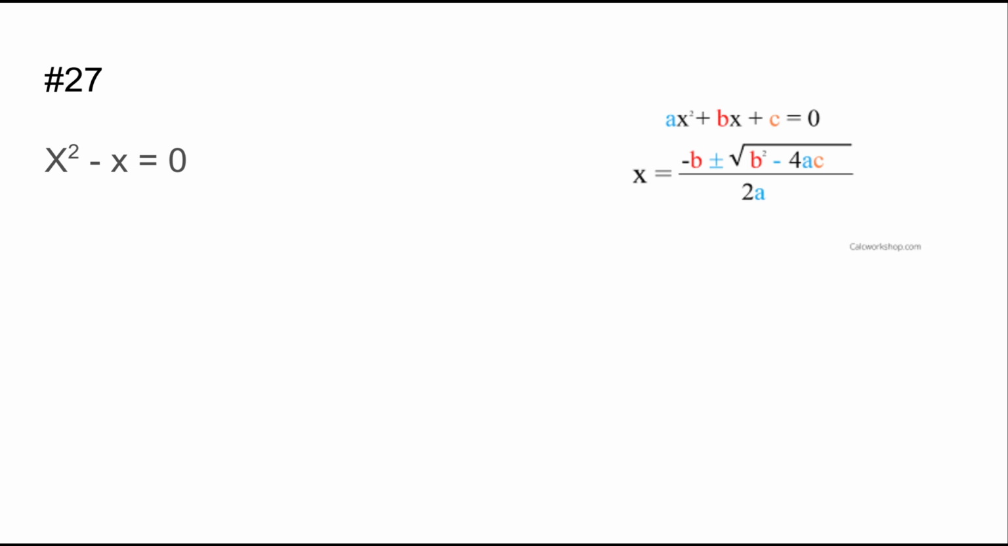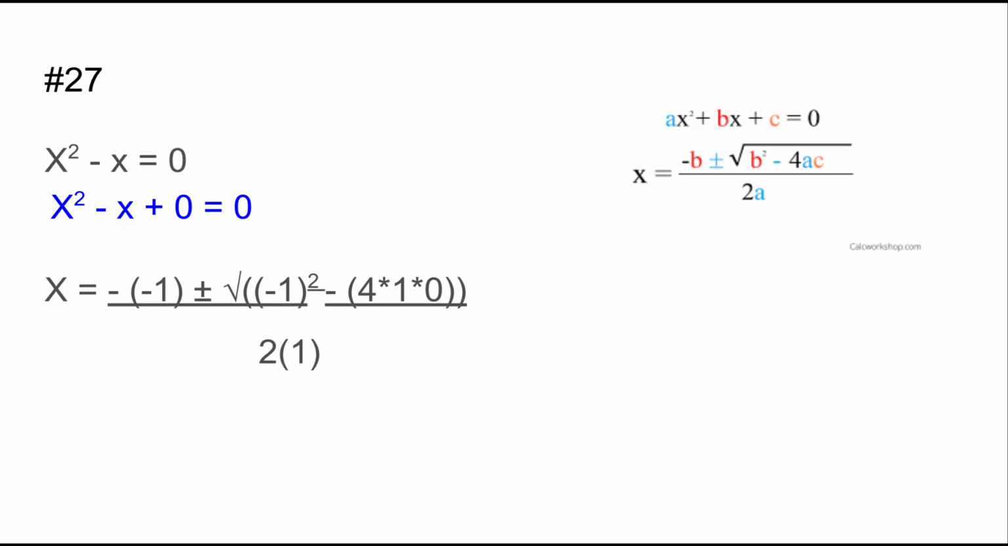Okay, number 27. Now this one is missing. It has an A and it has a B. Even though it is 1, it's still a number. It is just missing a C again. So we are going to rewrite this. X squared minus x plus 0 equals 0. And we have this. Our B is a negative 1.